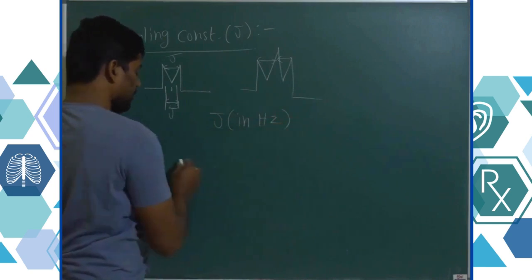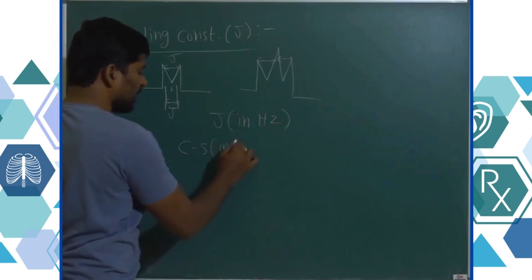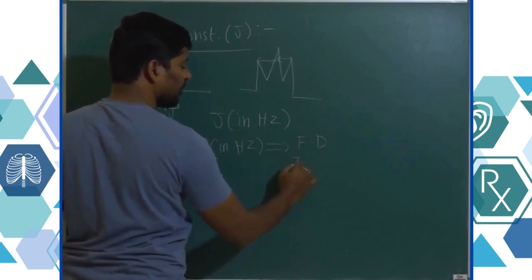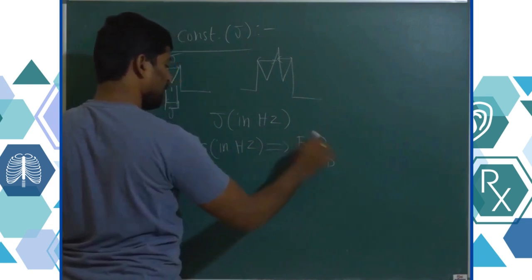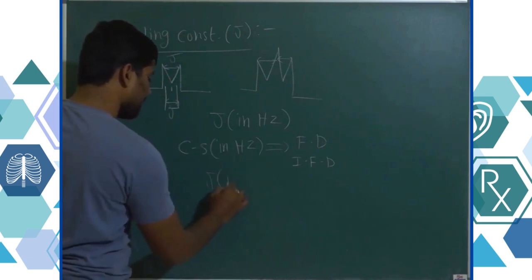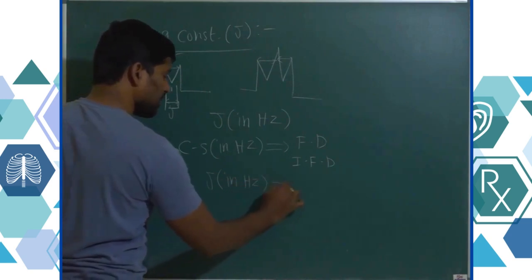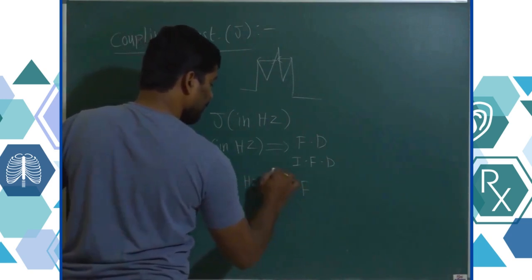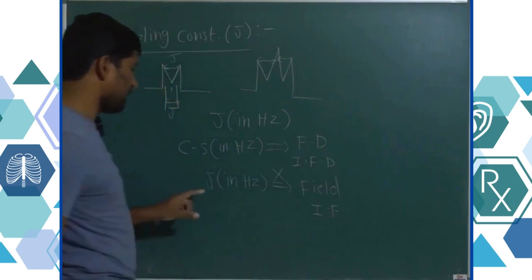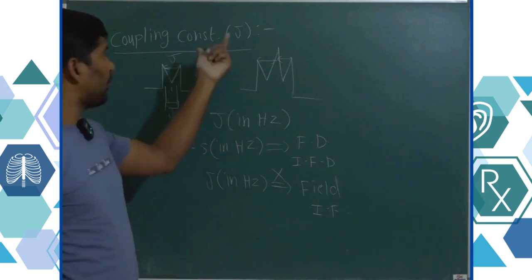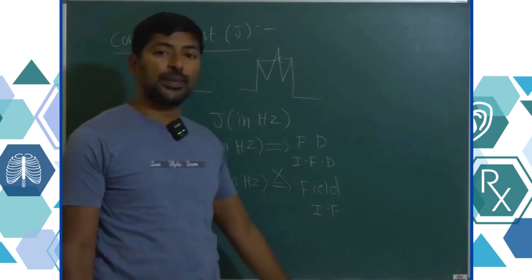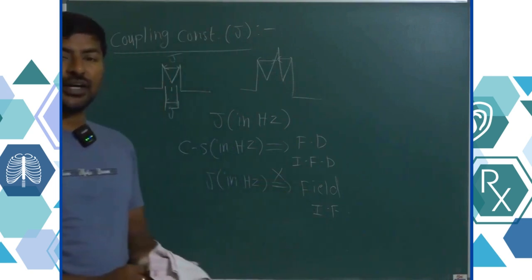And we saw chemical shift, if you express it in Hertz, what is the drawback? It is field dependent and instrument frequency dependent. That's why instead of Hertz we followed the ppm scale. But coupling constant, if you see in Hertz, it is independent of field and instrument frequency. That's why we can express coupling constant in Hertz also.